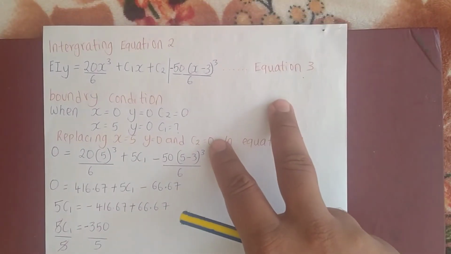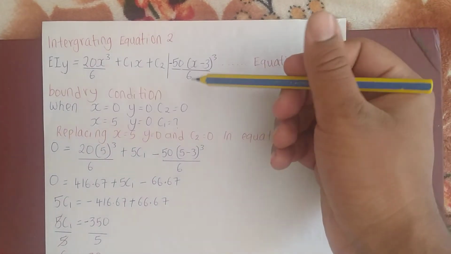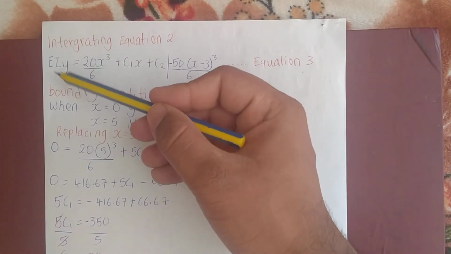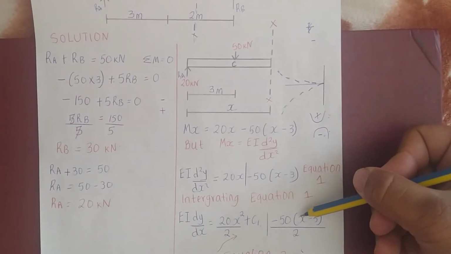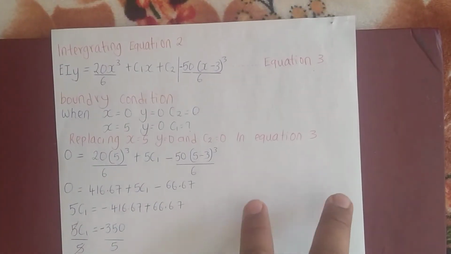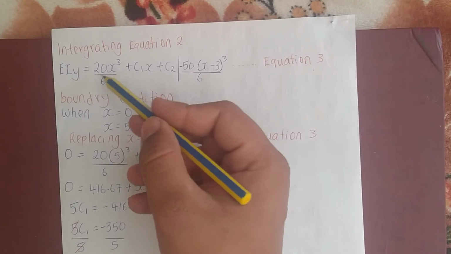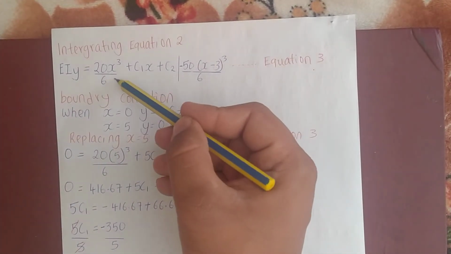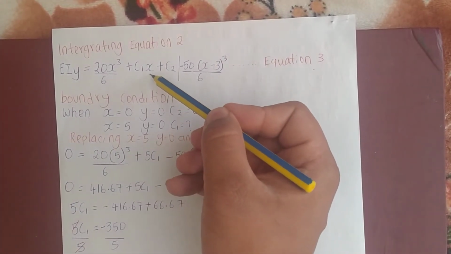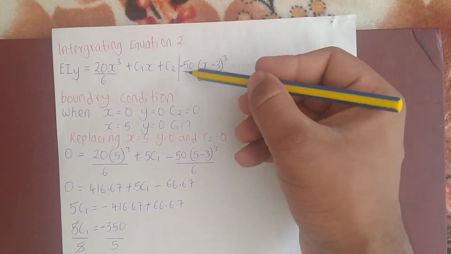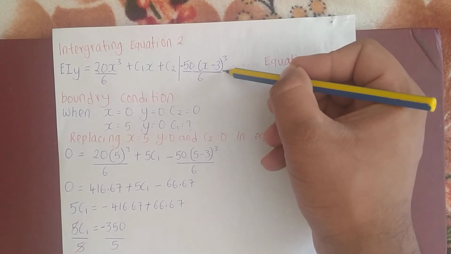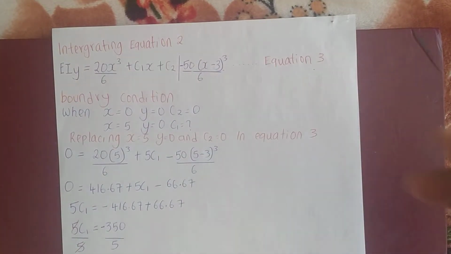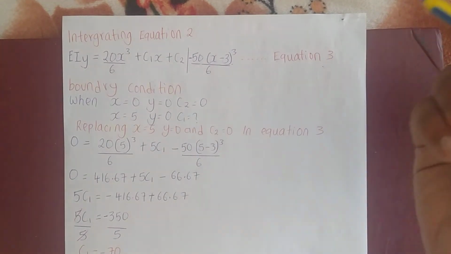And then when we further integrate the second equation, that is this one, when we integrate this equation, you will get EI y is equal to 20x cubed all over 6 plus c1 x plus c2 minus 50 into x minus 3 cubed all over 6. So this is our equation 3.